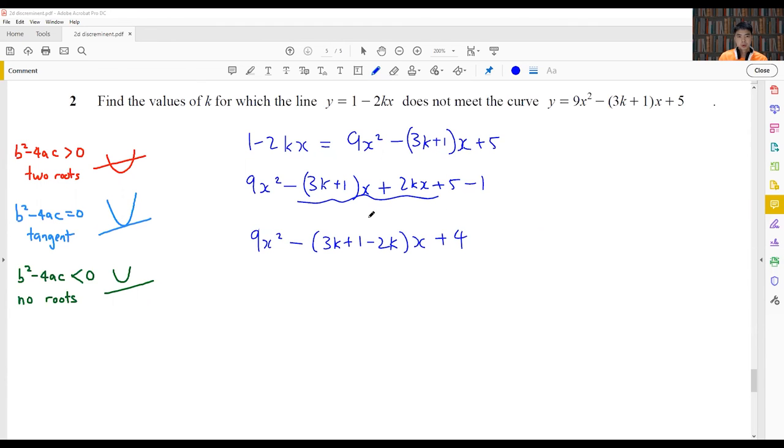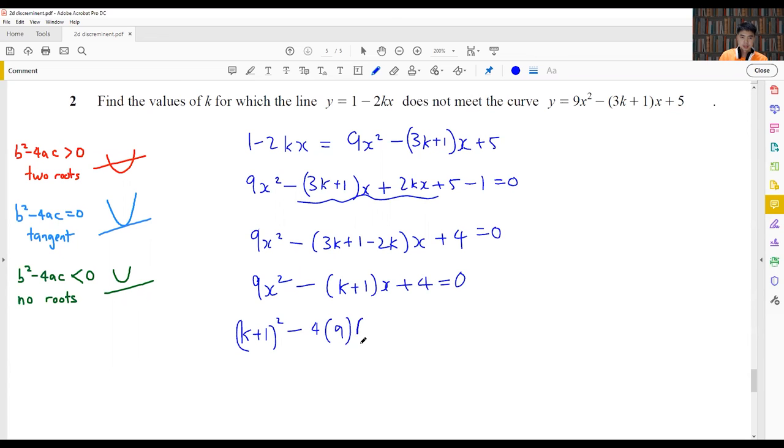Then what you're going to do, you would just have a positive k minus 3k. Simplify the inside: 9x squared minus (k plus 1)x plus 4 equals 0. Okay, equals 0 for all of them. Then substitute it into your discriminant formula. b squared minus 4ac is less than 0.